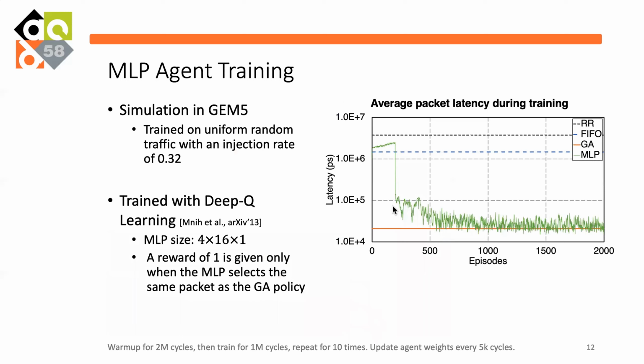We train our agent with uniform random traffic under an injection rate that is close to the Oracle policy's saturation point. Our MLP agent is trained using deep Q learning, and a reward of 1 is given only if the MLP agent makes the same decision as the Oracle policy. The figure on the right shows how the average packet latency of our agent improves during training. It quickly got much better than the baselines and gradually approached the Oracle policy.